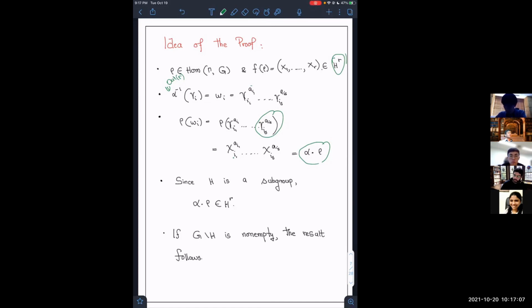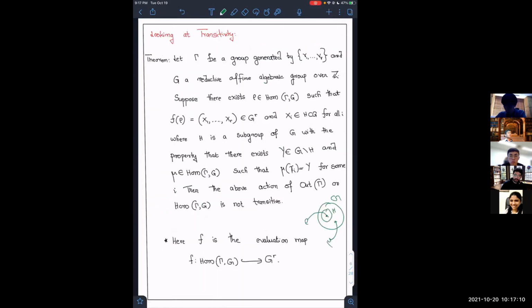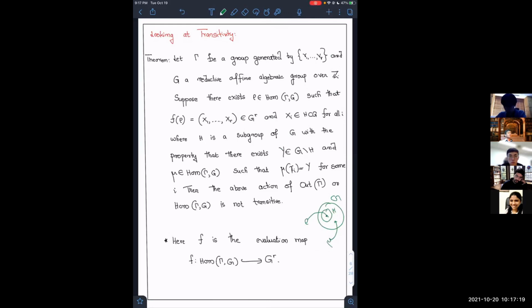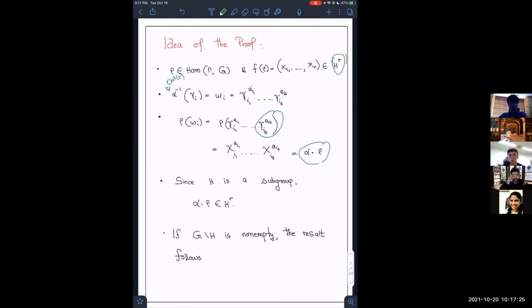So basically what we are saying is, if we start out with a point here, then under this action we never leave the subgroup. So the orbit of rho is always going to stay inside H to the power R, the R-fold product of H. And if there is some other element in the complement of that, then it cannot be transitive, because there will be no intersection between those two orbits. So that's the general idea, and this is one of the results that we will keep using again in other cases as well.